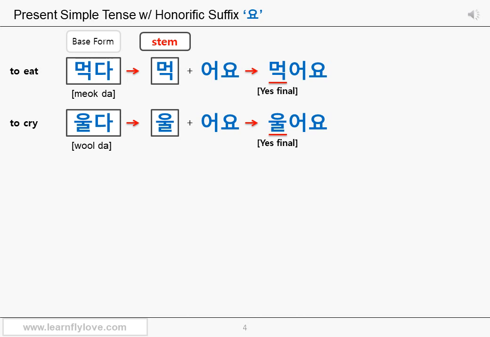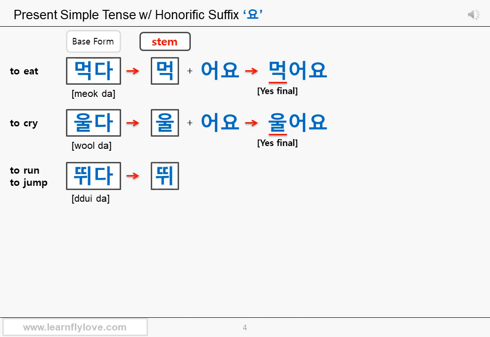The next verb is 뛰다, which means to run or to jump. What is the stem? 뛰 is the stem, right? The last letter of the stem doesn't have an a vowel or o vowel, so you definitely need to add the ending 어요. 뛰 plus 어요. Now this is the important part. Because there is no final consonant in the last letter of the stem, you might want to combine the last letter of the stem 뛰 with the sound of the ending 어요.